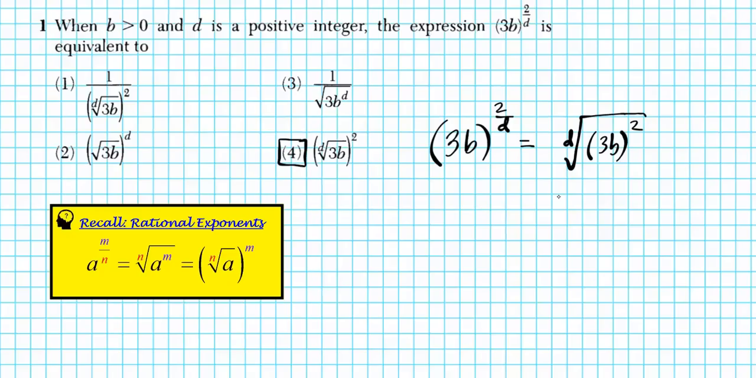There's another way in which we can write this. We can write this as the d root of 3b, the entire thing raised to the second power. Actually, this format is more consistent with the results that we have over here. So remember, there are two ways of writing an exponent with rational powers in radical form.